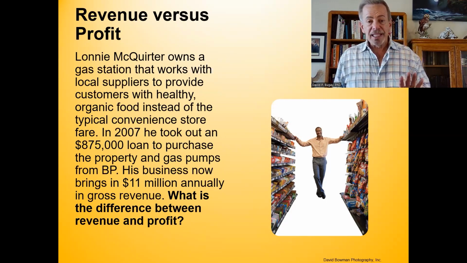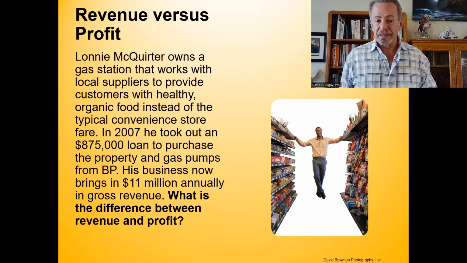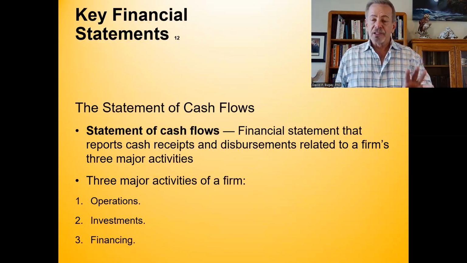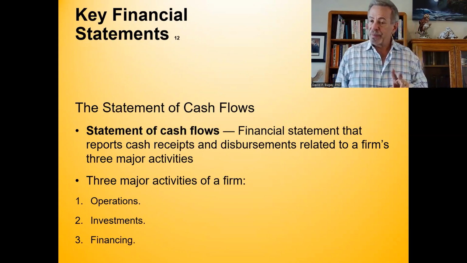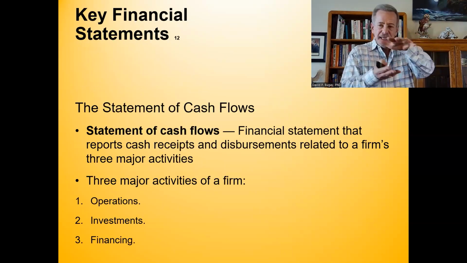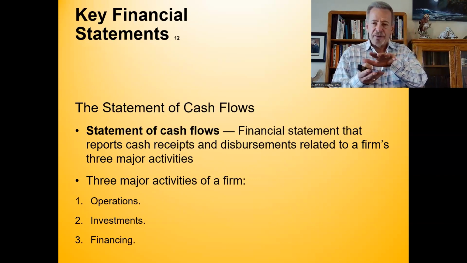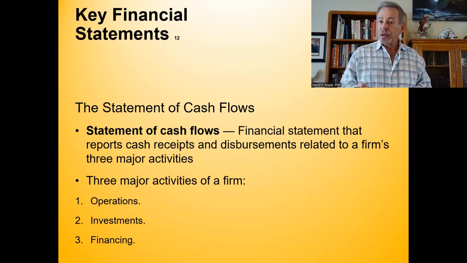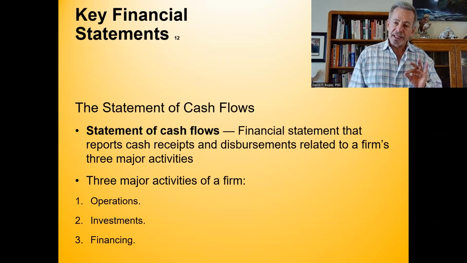No matter what happens, he took out a loan of $875,000 and leveraged into this gigantic business that brings in $11 million annually. It's phenomenal. We talked about two statements: the balance sheet with the fundamental accounting equation, and then your income statement, which really is revenue, you take out all your expenses, your operating expenses, your cost of goods sold, you take out your taxes, and then what you end up with is a net profit or a net loss.